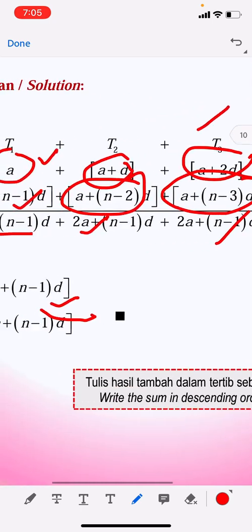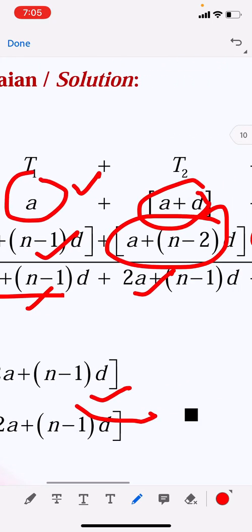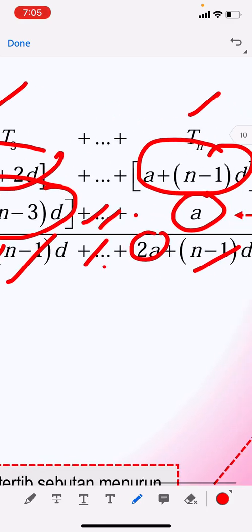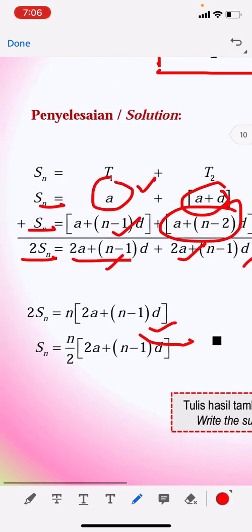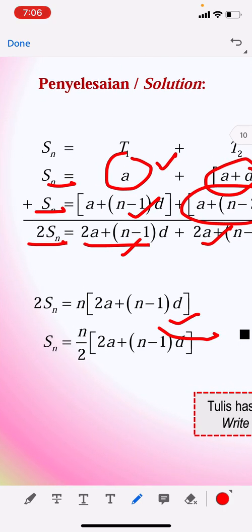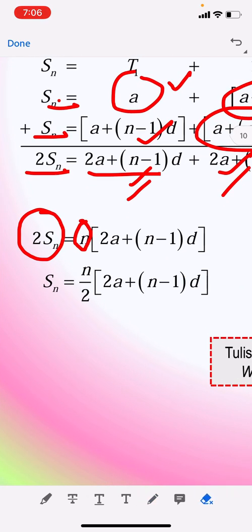So actually you don't have to go and do it. You just keep on writing this one for 3 times and the last time 4 times only, right? So after that, you say, if I add Sn plus Sn, I got 2Sn, right? And the 2A plus n minus 1D repeats according to n, so it's n times. So hence you almost got the answer already for the proving.